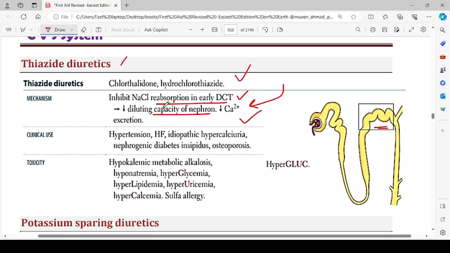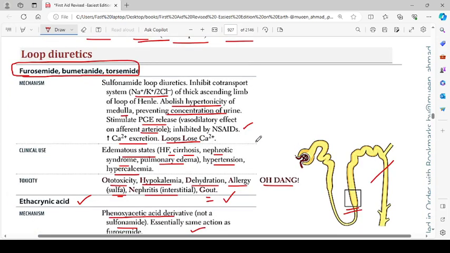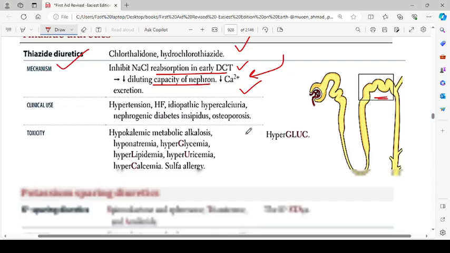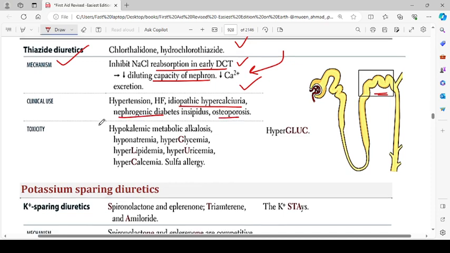If a person is having hypocalcemia, give thiazide diuretics. If the person is having hypercalcemia, then give loop diuretics because loop diuretics are calcium wasters. Loops lose calcium, while thiazide diuretics conserve calcium. We'll talk about the mechanism of conservation or losing of calcium when we do the renal section, inshallah, but for that, just remember this. The clinical use is hypertension, heart failure, idiopathic hypercalciuria, nephrogenic diabetes insipidus, and osteoporosis.